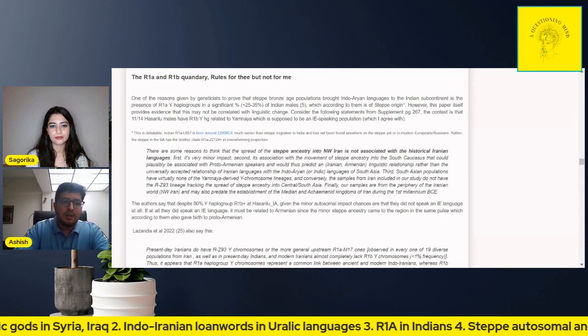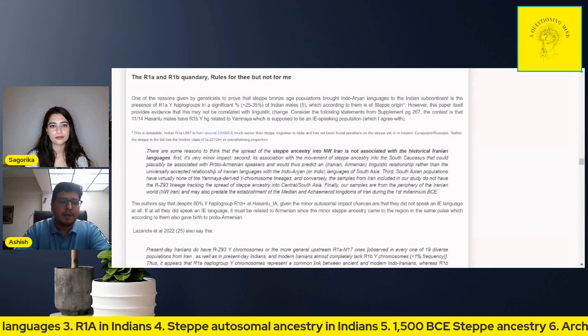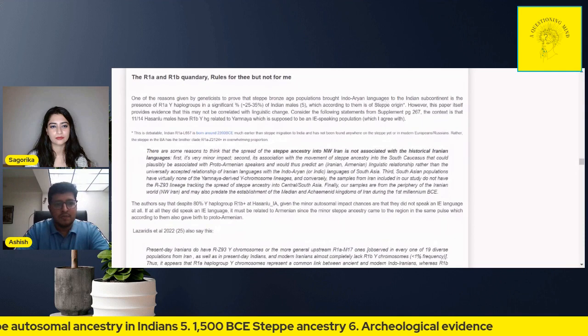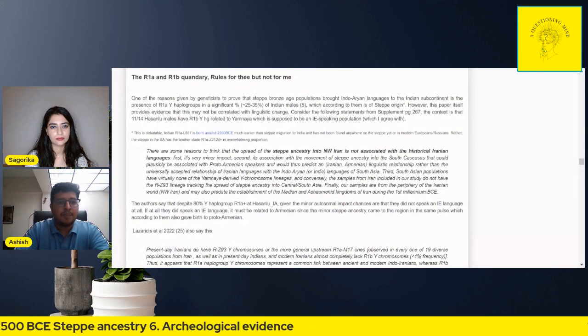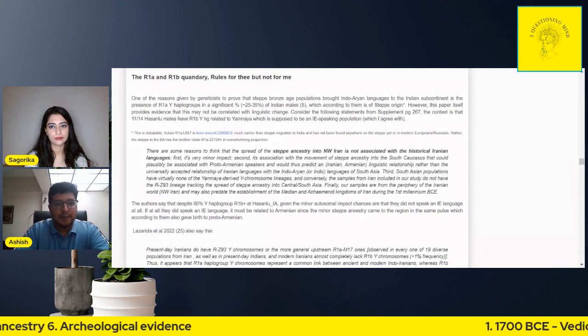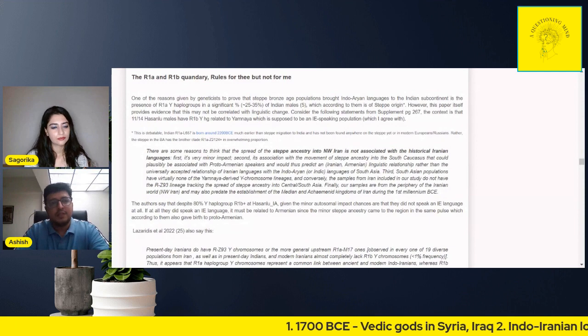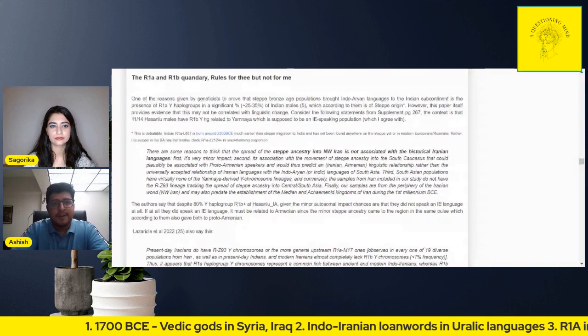So this is about the broad conclusion based on a generalization. Indians have R1A, and R1A is there in Balto-Slavic speakers also, and it was a major component of the steppe Bronze Age populations. So that proves that steppe people brought languages to India. This has been their major claim throughout.